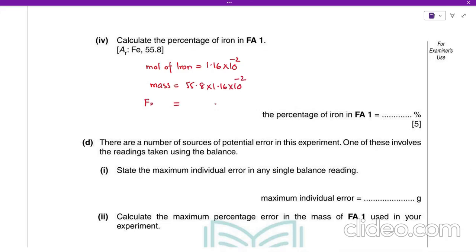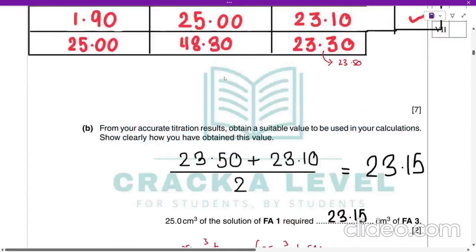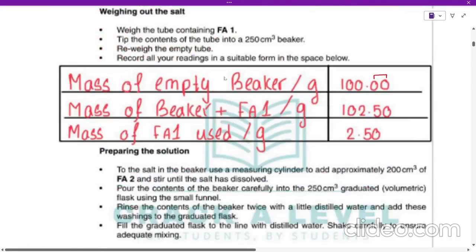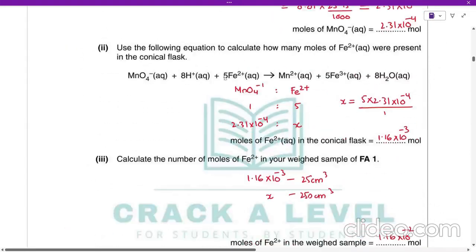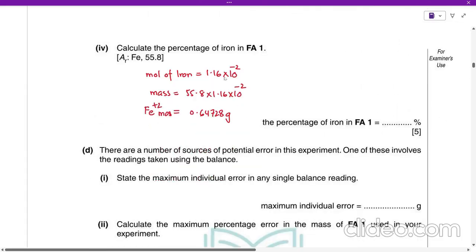Okay, this is the mass of Fe2+. So 55.8 into 1.16 into 10 power minus 2 will be 0.64728 grams. Now we actually calculated the original mass of the FA1 in the start, if you remember. Let me show it to you. This was the original mass. FA1 used was 2.5 grams. Okay, so now 2.5 grams is the total mass.